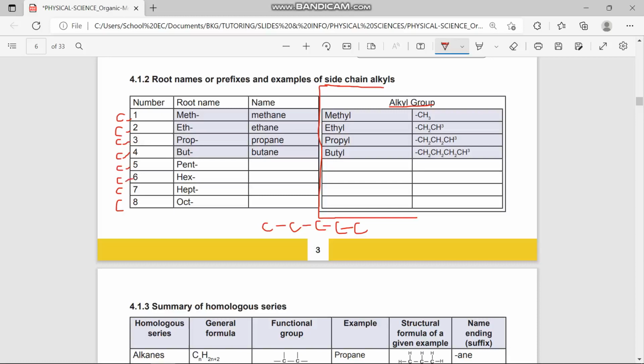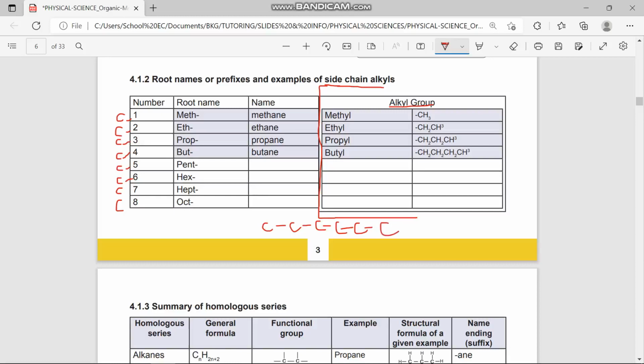Six. It's going to be hex. Your compound that has 6 C atoms is going to start with hex. It's going to be maybe hexane, hexene, hexyne, hexanol, hexanone, and so on, because they have 6 carbons: 1, 2, 3, 4, 5, 6.